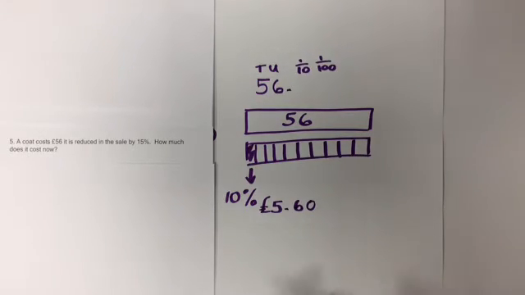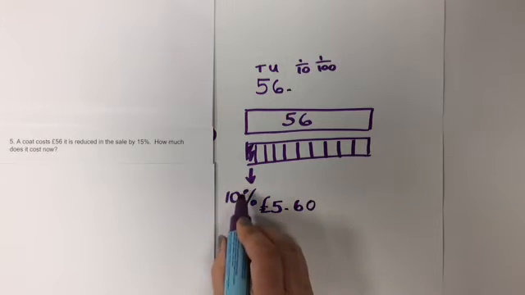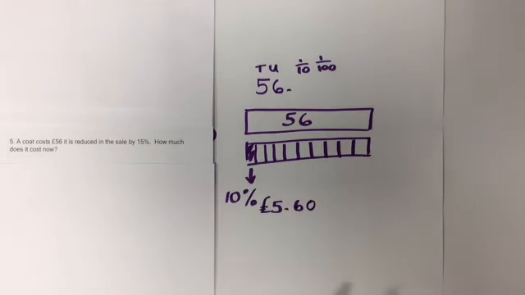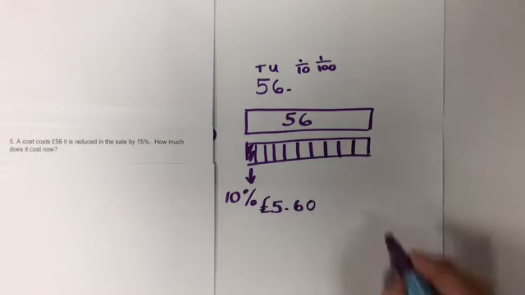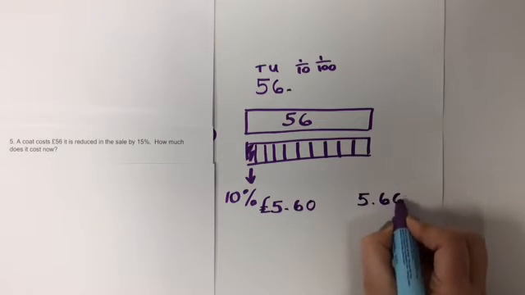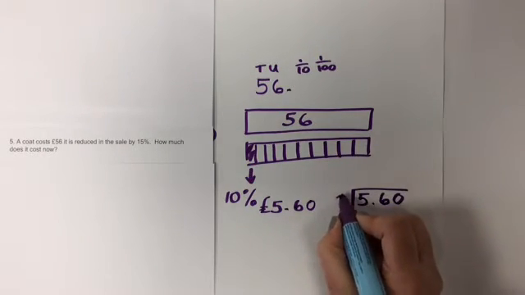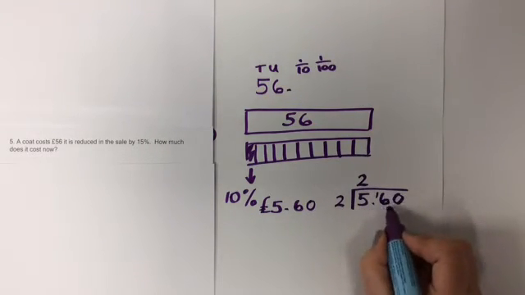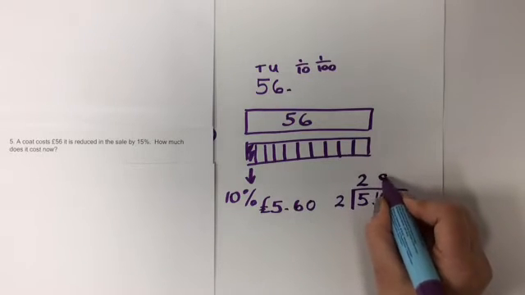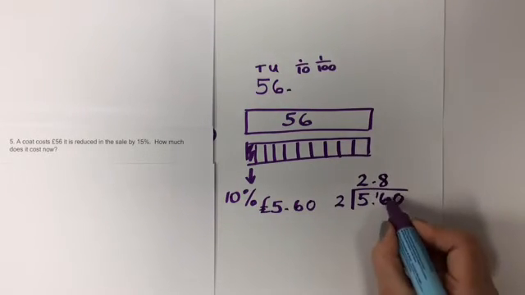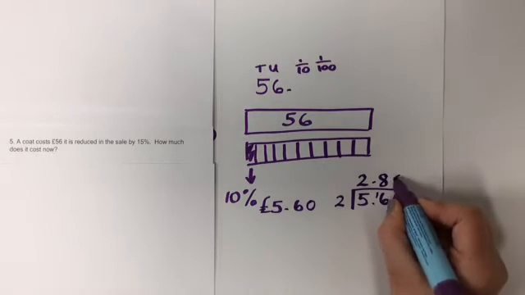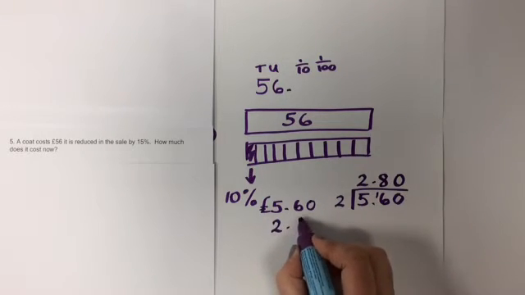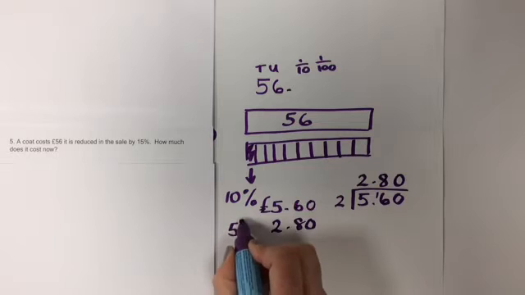So how can I find 5%? Can you see here how I might find 5%? If I know 10%, I can, yes, you're right, divide it by 2 to find 5%. So if I do £5.60 divided by 2, 2's into 5 go 2, remainder 1, which I carry forward to the next number, 2's into 16 go 8, and then 2's into 0 will always go 0. So I've got £2.80 to add on. So that's 10%, that's 5%.